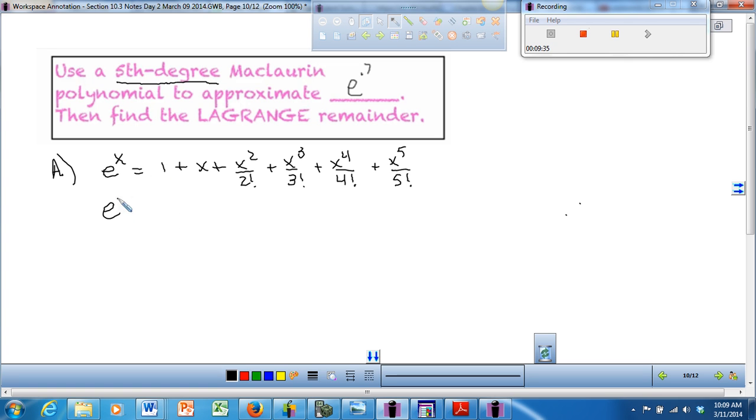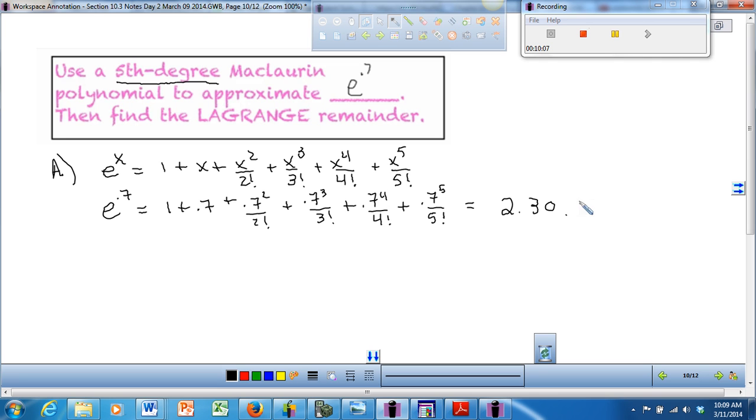So if I want e to the 0.7, what do I do? Replace the x's with 0.7. 1 plus 0.7 plus 0.7 squared over 2 factorial plus 0.7 cubed over 3 factorial plus 0.7 to the 4th over 4 factorial plus 0.7 to the 5th over 5 factorial. And I think we end up with 2.3017. I think that's what we get. All right, so there we've done the first part of the problem.